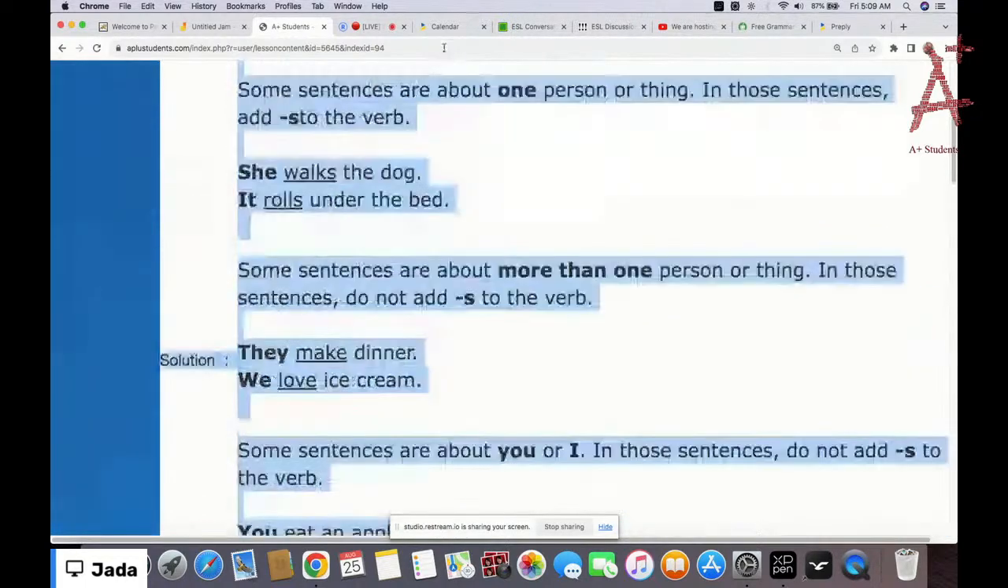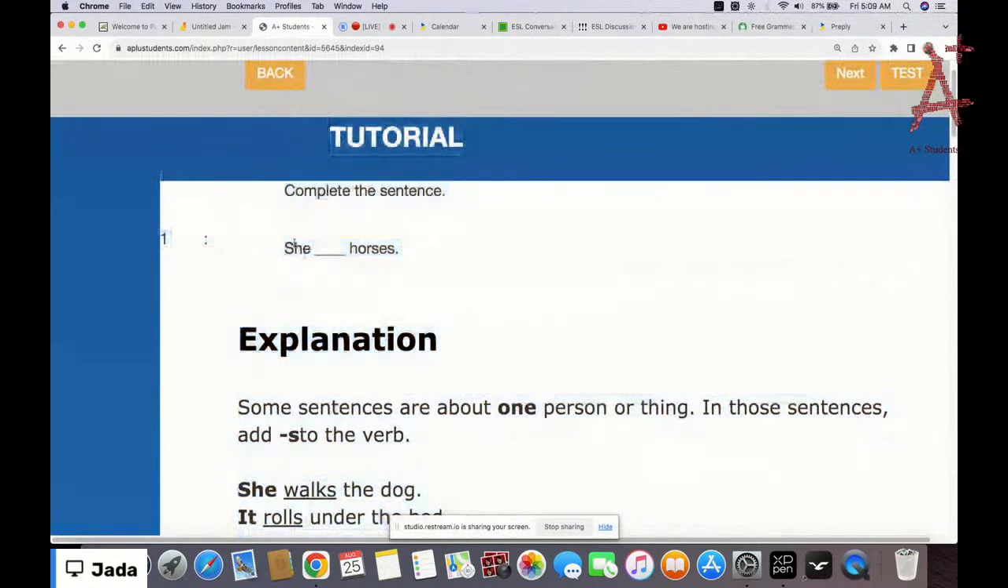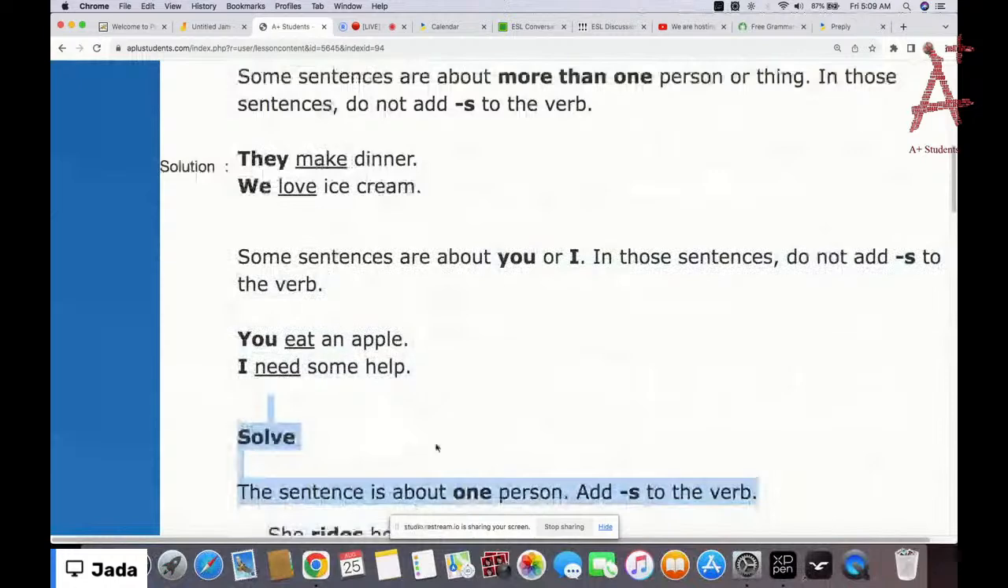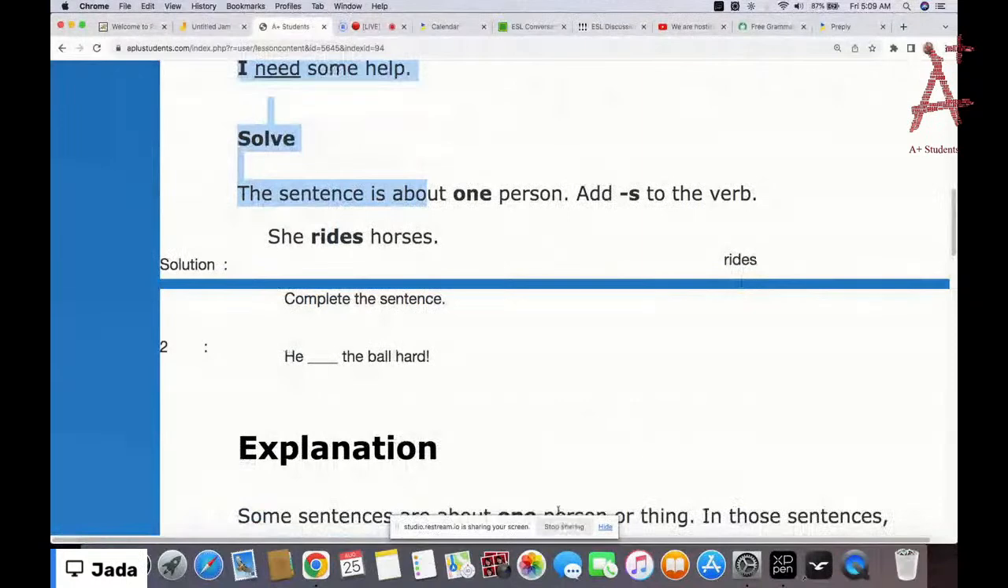we have to look at some of the examples now. "She dash horses." She is a pronoun, and it shows that the she in the sentence is one girl. So what is going to be your answer? If it's a pronoun, and you see that the subject is one person, she, then you know it is about one person, and you need to add s to the verb.